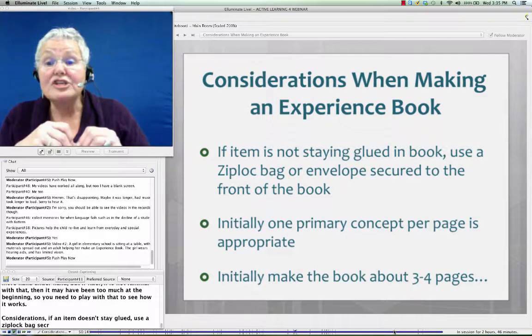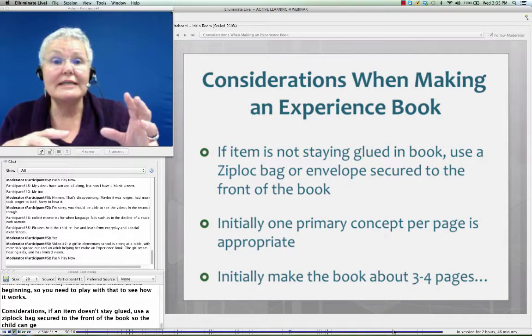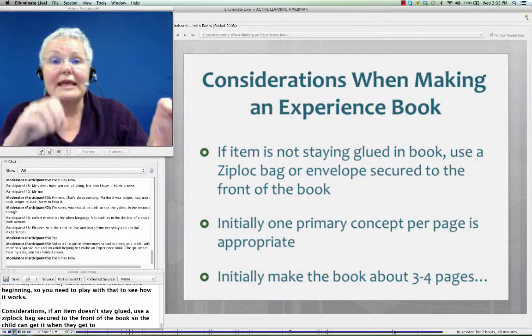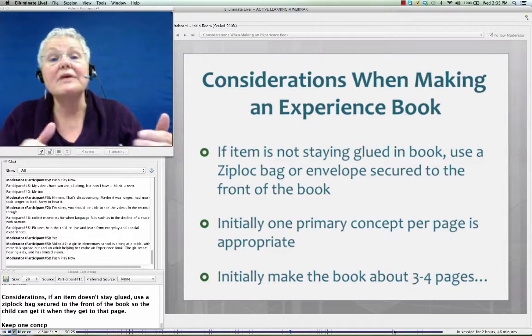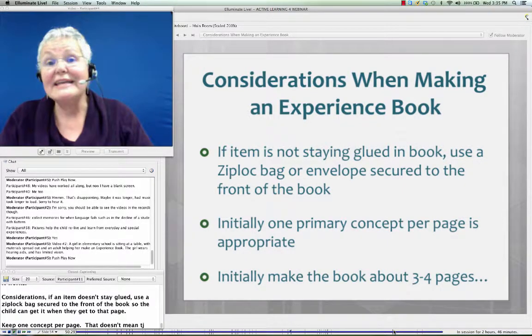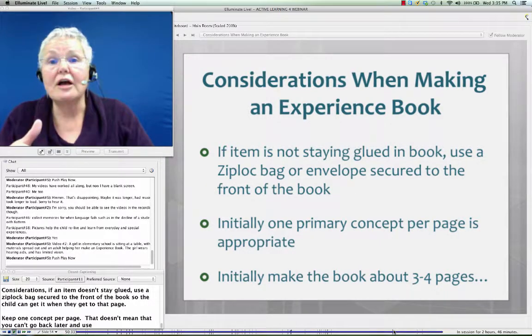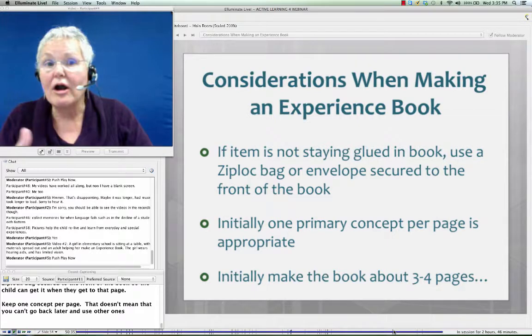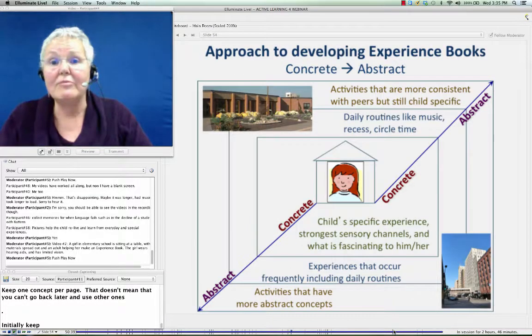Initially, one primary concept per page is appropriate. Don't try to teach, this is a member of your family, this is a girl, this is a this. Pick one. And it doesn't mean you can't go back at a later time and use some other ones. And initially, make the book short. Most of the students we're talking about working with are going to have a hard time staying with you for long books. It's one of the problems.